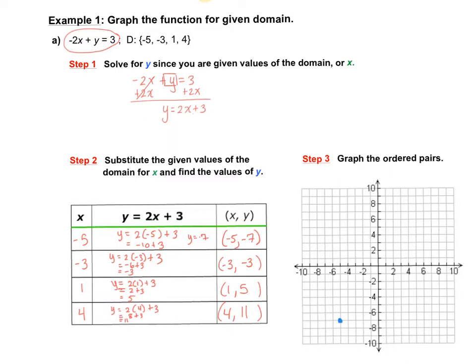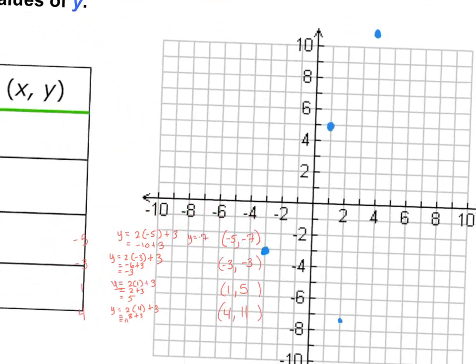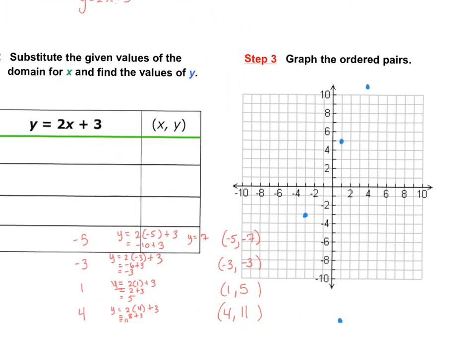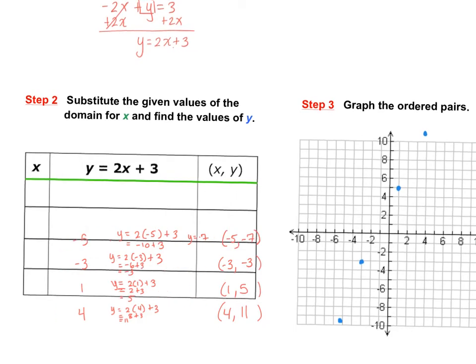And then we have negative 3 right here. Notice it's already in a straight line. I graphed my last 2 points, and look at that, it is in a straight line. Because I was given the domain, this is a discrete graph. So as tempting as it is, we cannot connect the dots or we're incorrect. Okay, we were given that domain, so it's a discrete graph.